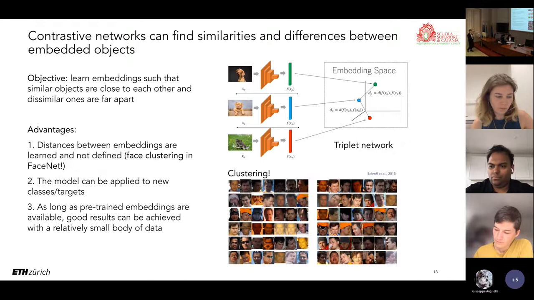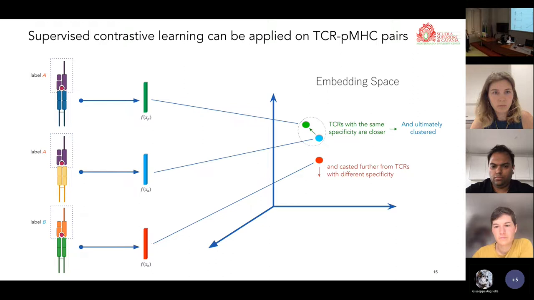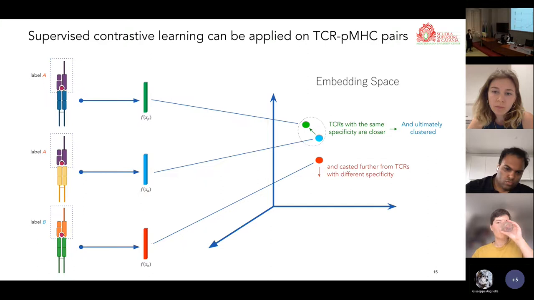I wanted to apply this framework to a problem of this interest. We may take labeled TCRs, labeled couples, triplets of those, learn informative embeddings, project them into an embedding space, then cluster the TCRs having the same specificity, and push this cluster far apart from TCRs having different specificity. But can we proceed?